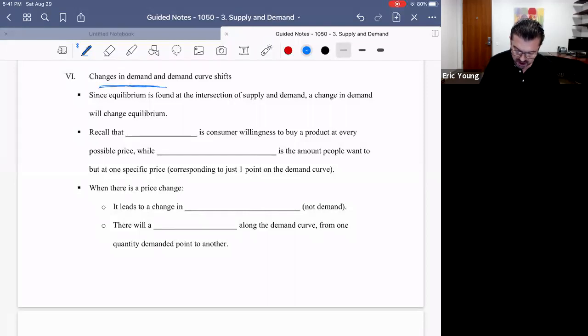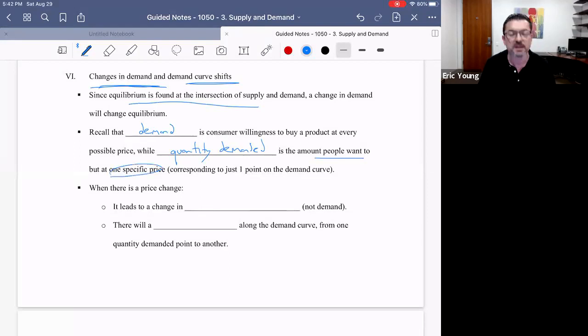So again, we're talking about changes in demand, which will lead to shifts in the demand curve. Now again, the big picture here, since equilibrium is found where supply and demand meet, anytime supply or demand changes, equilibrium changes. In this lecture, we're talking about demand. Let's recall from the beginning that demand is the consumer's willingness and ability to buy a product at every possible price, while quantity demanded refers to the amount that people want to buy at one specific price.